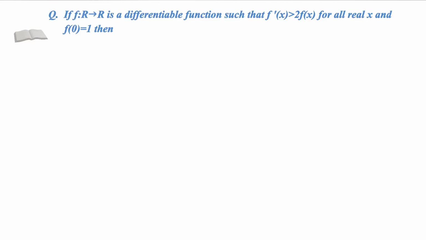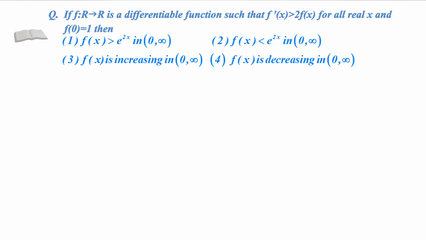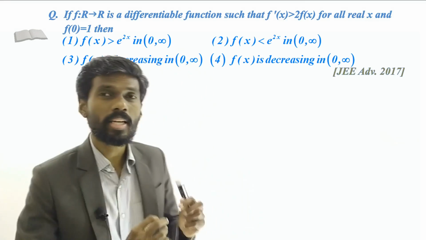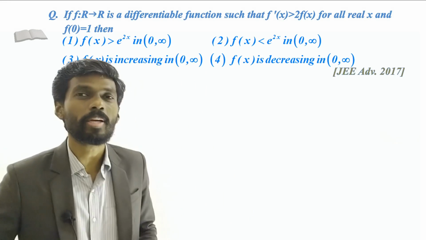If the function f from R to R is a differentiable function such that f dash of x is greater than 2 f of x for all x belonging to R, and f of 0 is 1, then... so the derivative of the function f of x, that is f dash of x, is given to be greater than 2 times f of x. Using that, we have to find the condition satisfied by the function f of x.